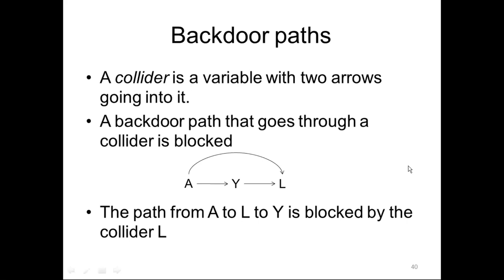In this case, we have L being downstream of our outcome and our exposure. So L is a result of our outcome and our exposure. In that case, we have two arrows pointing into L, and that's called a collider. If we have a collider and we don't do anything, we actually don't get bias, because that pathway is blocked by the collider. I've got some more examples coming up, if this seems a little abstract.